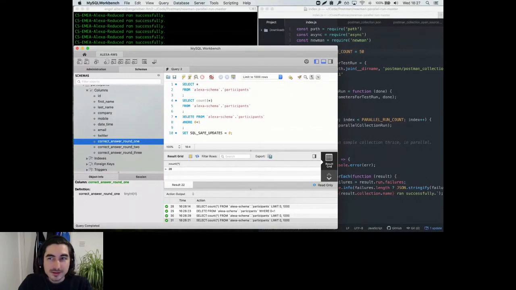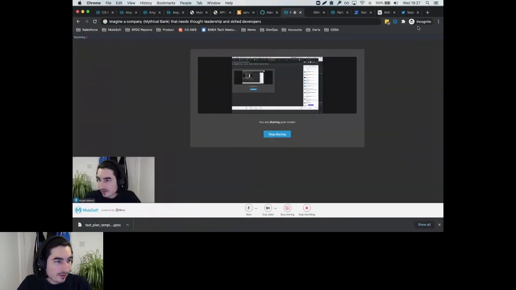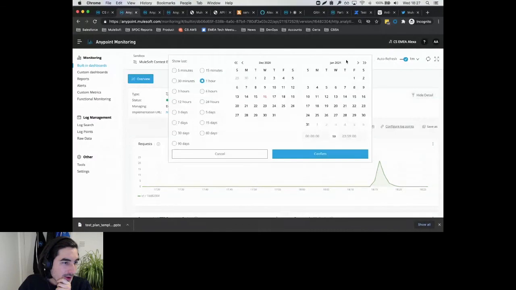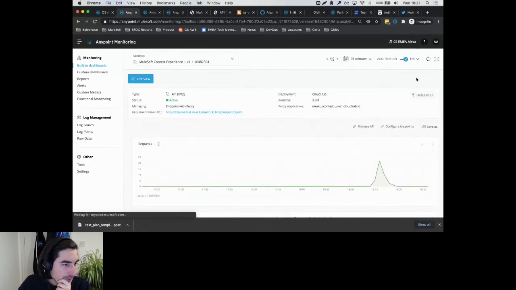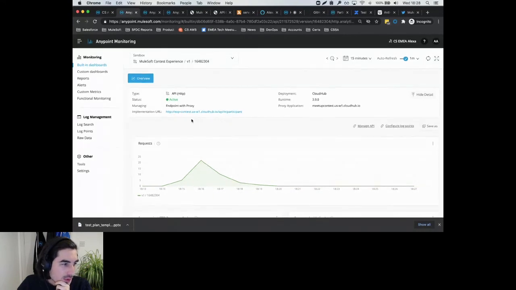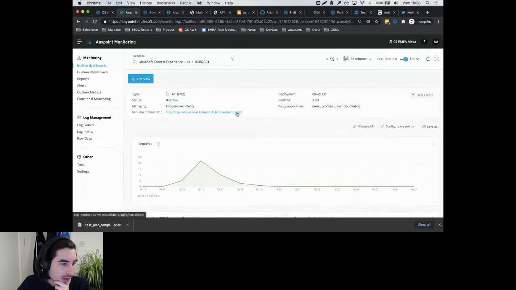Now, there's a bunch of components that you will be interested in seeing. The first one, if everything were according to plan in Anypoint Monitoring, you should be able to see the spike here. This is within the Anypoint Platform. You go into Anypoint Monitoring, and we open the MuleSoft context experience. This is actually a proxy. You were underneath calling my implementation URL, which is xcontext.eu.cloudhub.io. You can see here the number of requests we got. We got around 22 at the same time, which means around the same minute, to be fair.